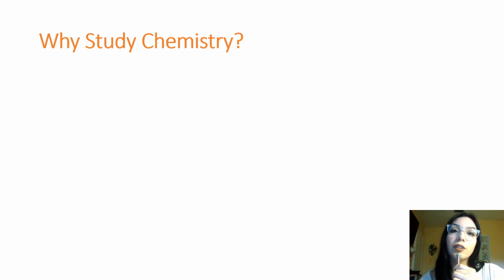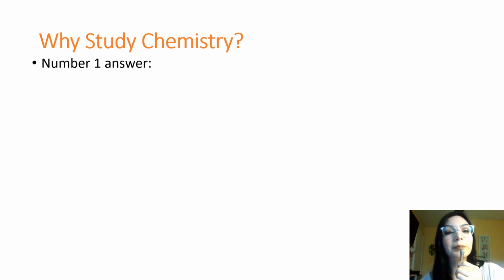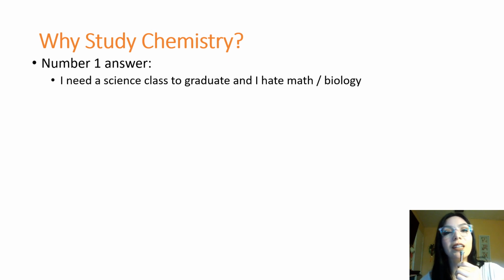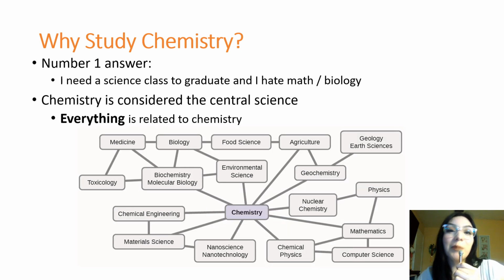To start this chapter off, we're going to talk about why we're studying chemistry in the first place. Now, the number one answer from students specifically is that they need a science class and they don't like biology, they don't like physics, so they end up taking chemistry. And that's okay because you end up in my class, right? And I like that you guys are taking this class. But as you keep studying science, if you're a science major, you will end up seeing that chemistry really does relate to everything, especially things in your daily life.